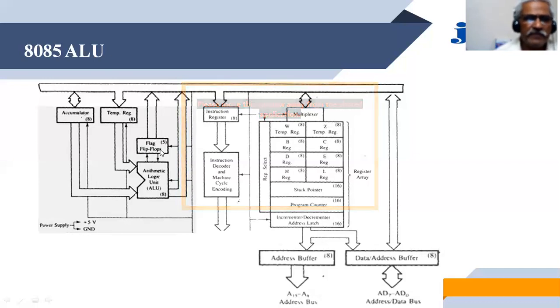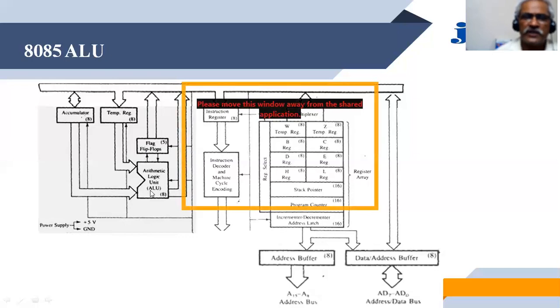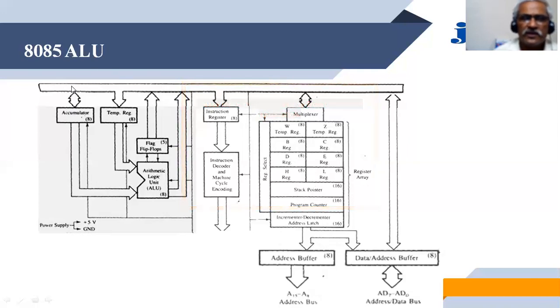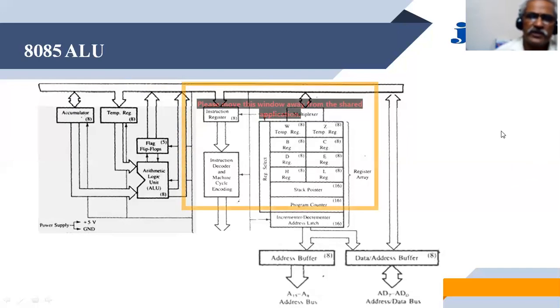So for the time being, we can simply understand the function of this ALU as follows: depending upon the instruction, the ALU is prepared or set for that particular operation. Then it reads the operands through the accumulator and the temporary register, produces the result, which is stored back into the accumulator, from which it can be stored back into the general purpose registers, or depending upon the instruction, it can be transferred back into the memory area.